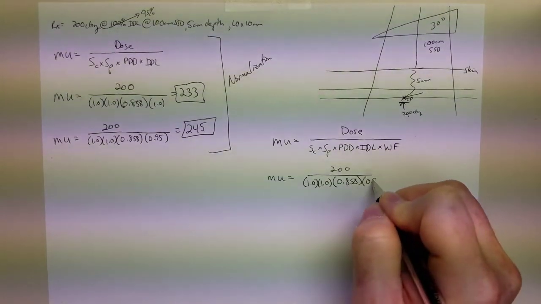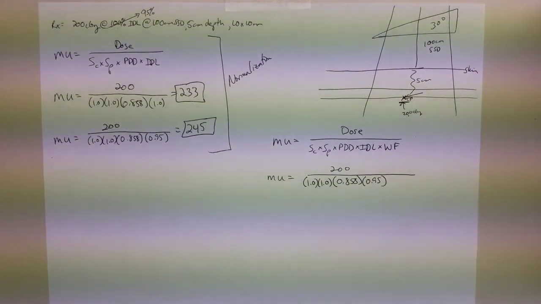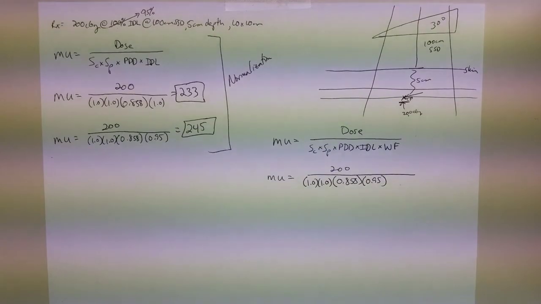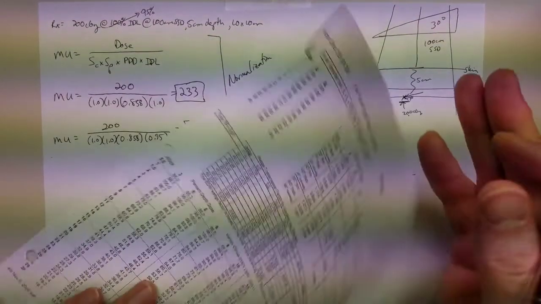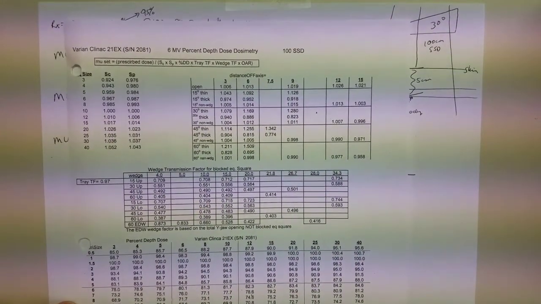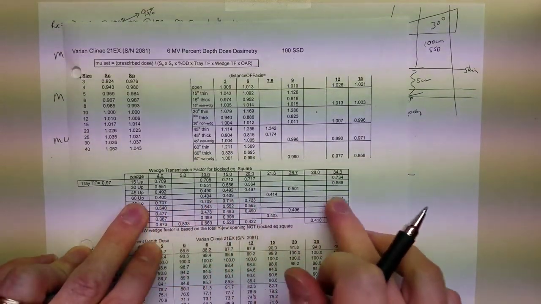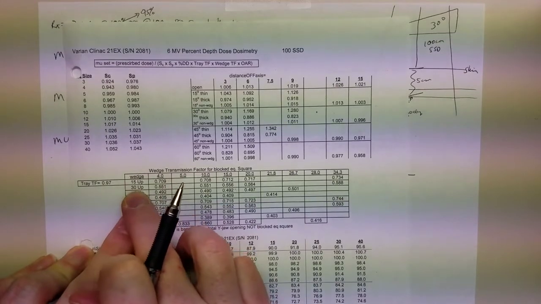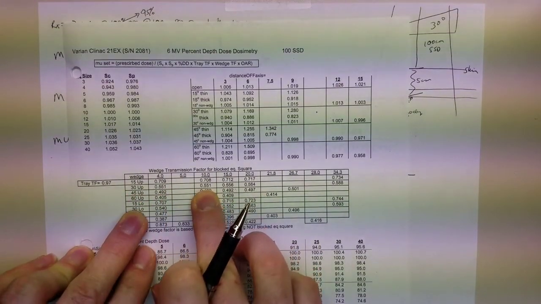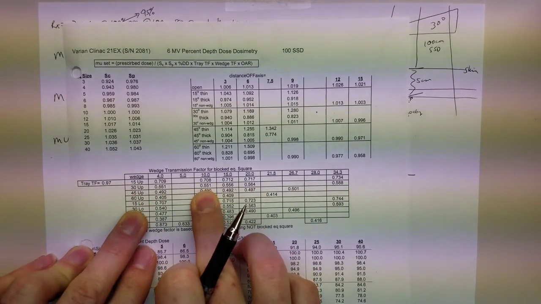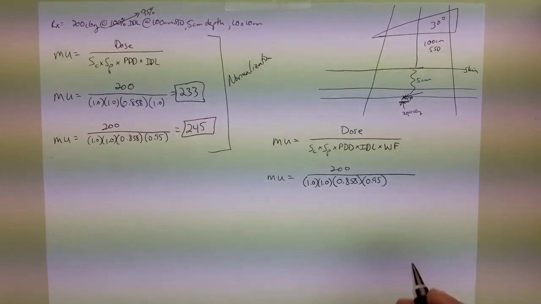My isodose line is 0.95. I'm still prescribed at the 95% isodose line. And now my wedge factor, if I pull out my beam data tables, here I have my upper wedge set. I look at 30 upper wedge. I go across to find my blocked equivalent square is 10 centimeters, which means that my wedge factor is 0.551.